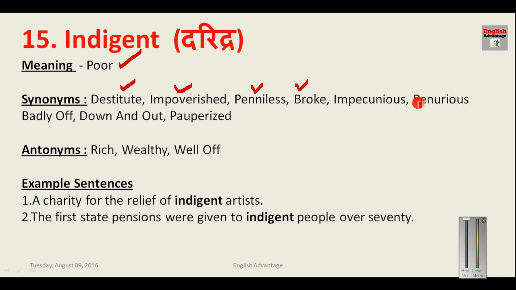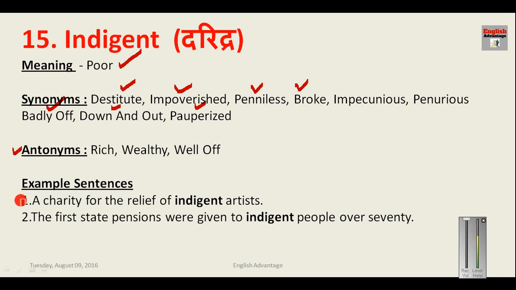Impecunious, penurious. This word is made from penury, and penury means poverty. Impecunious is made from pauper, and pauper means penniless. So pauperized, down and out, or you can say badly off. These are the synonyms of this word indigent, very poor. And rich, wealthy, and well off are the corresponding antonyms.